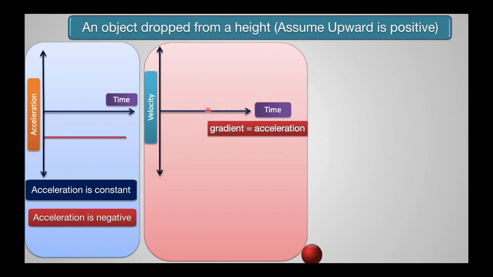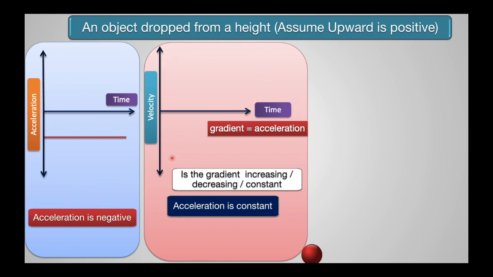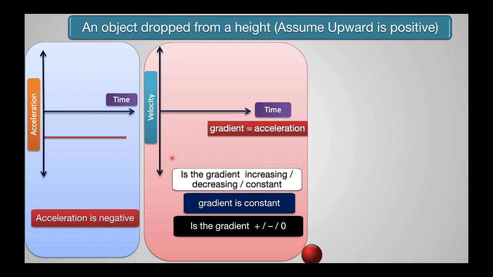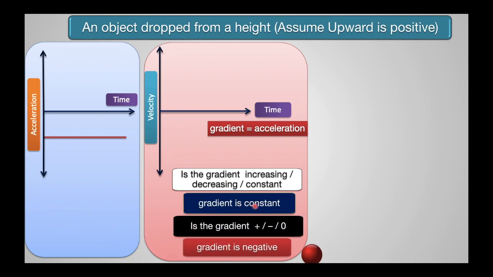So I'm going to plot a graph here whose gradient is constant and whose gradient is negative. Gradient is constant means the graph should be a straight line. Gradient is negative means the straight line should be inclined to this side. And you can see it should start from 0 because the object is dropped.